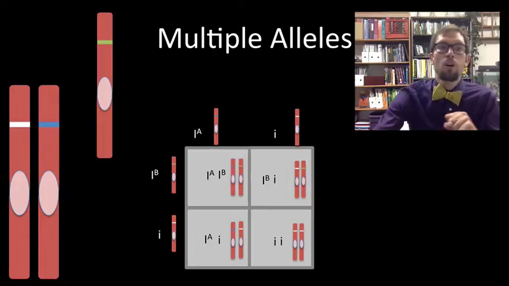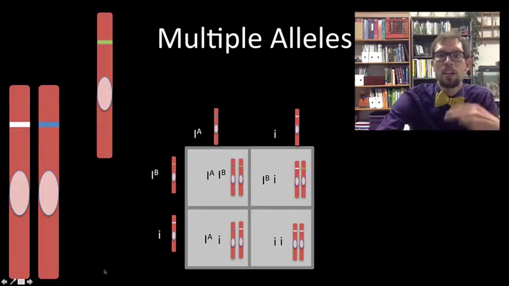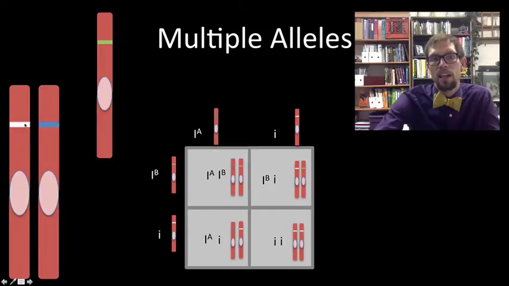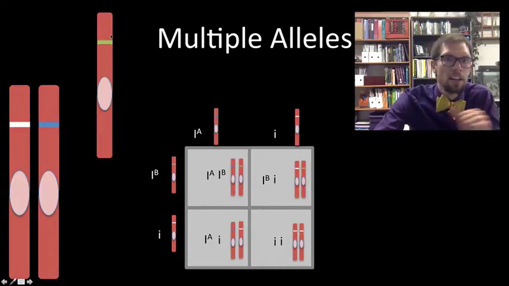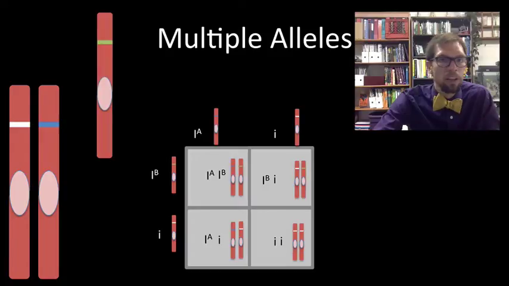Now, multiple alleles. You can only inherit two alleles for any one gene because you're only going to have two chromosomes, and you can only get one copy on one of those chromosomes and another copy on another chromosome. But there's always the possibility that another allele could be out there that you just couldn't inherit. So this is what multiple alleles are. The common example would be the ABO blood type. So you can have the A allele, the B allele, or the O allele, and that's how we end up with the A, B, and O blood types.